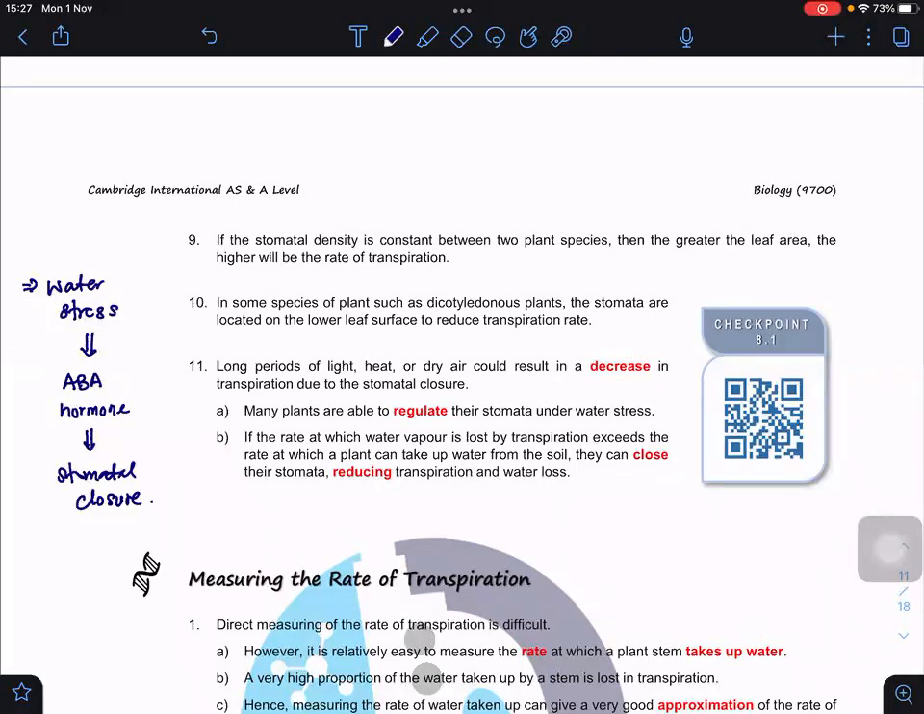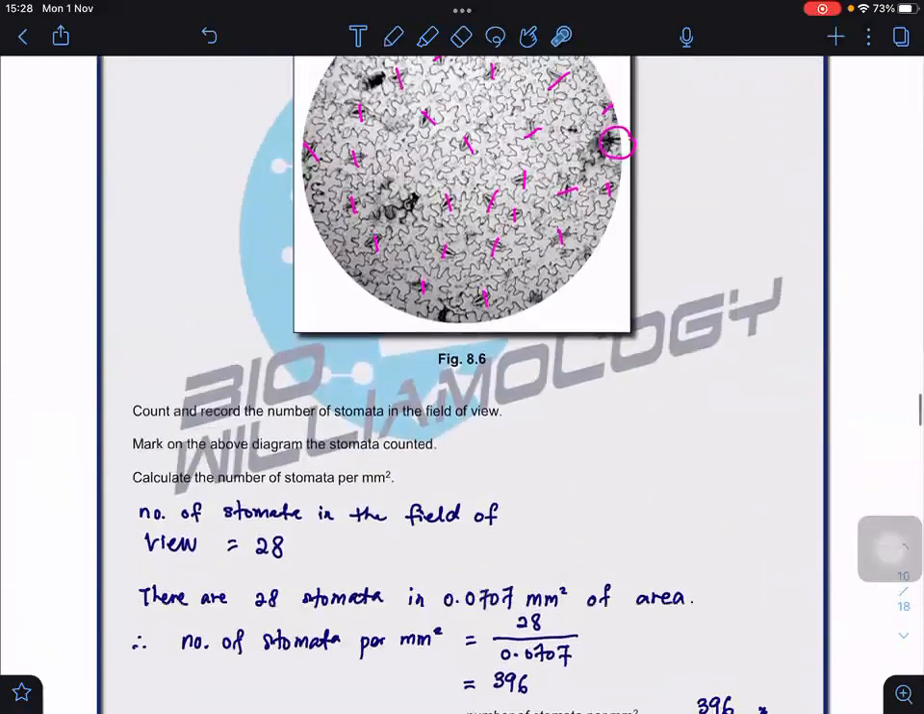Are you clear? Even though, for example, the wind speed increases, the plant cannot allow too much water loss, because the supply from the soil is insufficient to meet the demands of the plant. So if the rate at which water vapor is lost by transpiration exceeds the rate at which the plant can take up water from the soil, then it can close its stomata, reducing transpiration and water loss. Okay, so with this, I've done the factors affecting the rate of transpiration.